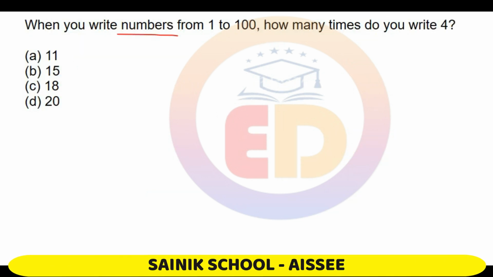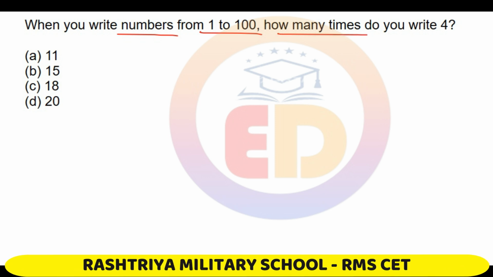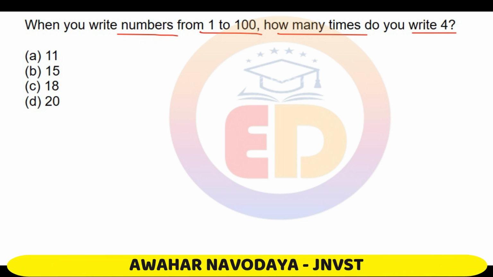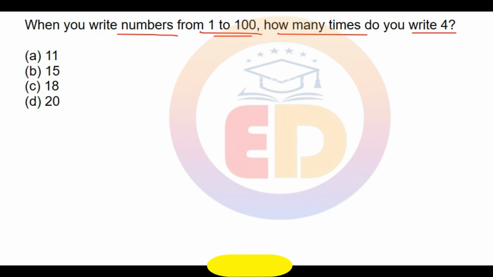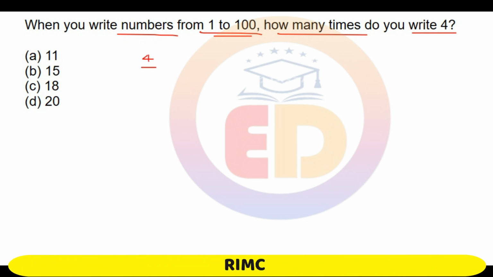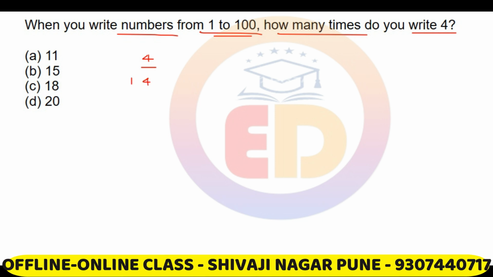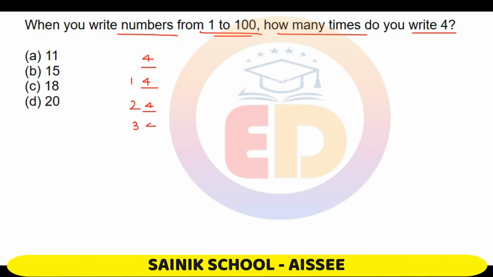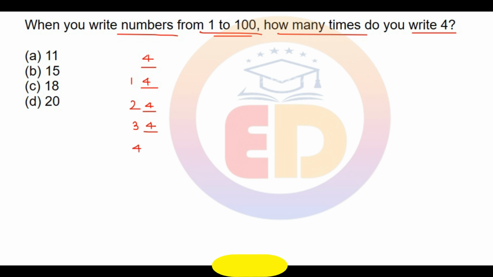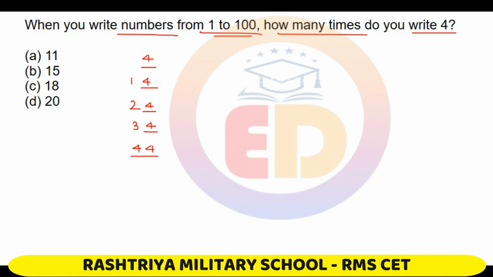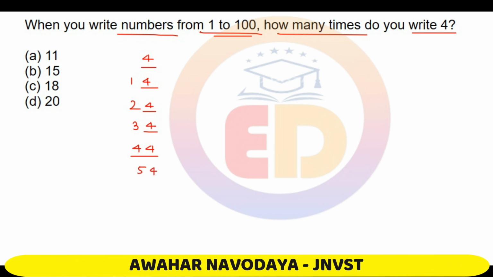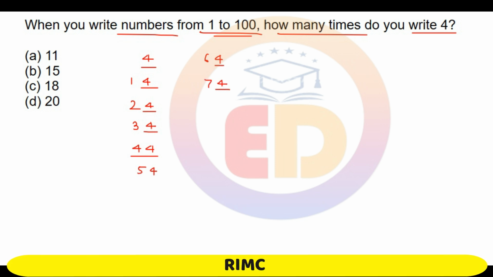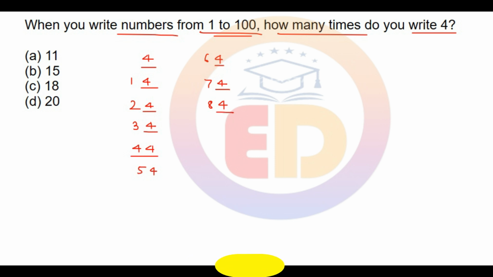When you write numbers from 1 to 100, how many times do you write 4? So when we write numbers from 1 to 100, the 4 will appear in 4, then in 14, then in 24, then in 34, then in 44. Here in 44 there are 2 times 4 comes. 54, 64, 74, then another in 84, then 94.